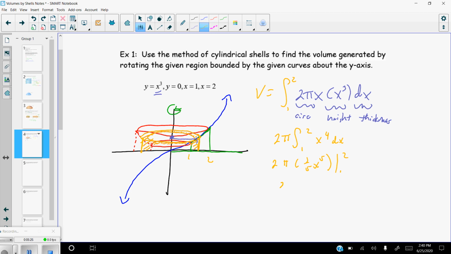So it looks like we're going to get 2 pi fifths. That's the constant. And then if I plug 2 in for x, 2 to the 5th power, 2, 4, 8, 16, 32, minus plugging 1 in, we get 1 to the 5th, which is 1. So we're going to get 31 on the inside there. 31 times 2, oops, is 62. So it should be 62 pi over 5. That is your volume, in some kind of cubic units, depending on if they gave you units or not. Okay, so let's go ahead and take a look at the next example.